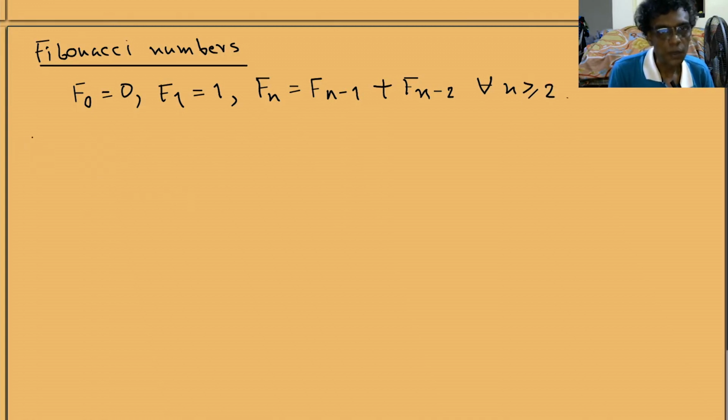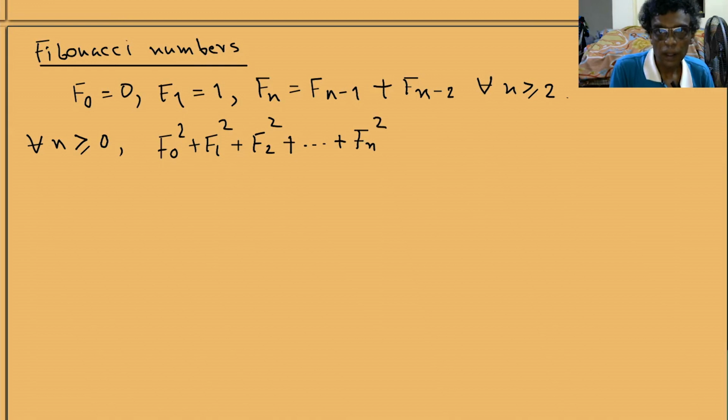So now what I will prove, for all n greater than or equal to 0: F0 squared plus F1 squared plus F2 squared, and the sum goes up to Fn squared, is equal to Fn times F(n+1). Okay, so how do I prove it?